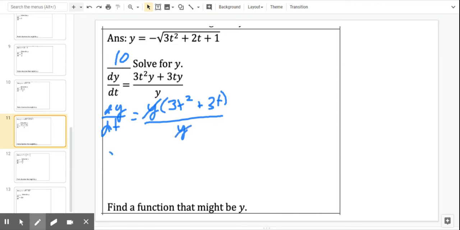So now I'll multiply by t on both sides. So we have dy, and I'm multiplying by t on both sides. So dy equals 3t squared plus 3t. It's just over 1 because we canceled out that y, dt. And now we can integrate.